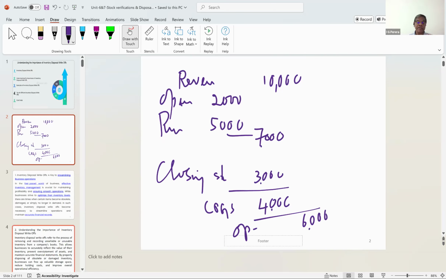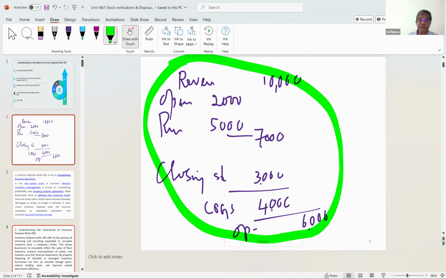Now, this is the very basic formula. Now, who is the owner of this particular function? This is not done by the supply chain management department. This is not done by the warehouse department. This is not done by any other department. This is the job of the finance.